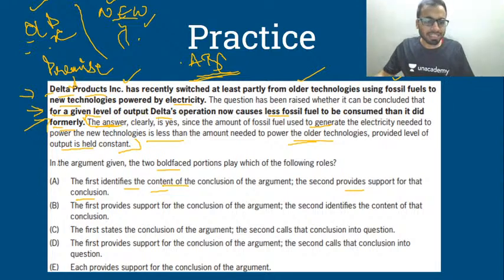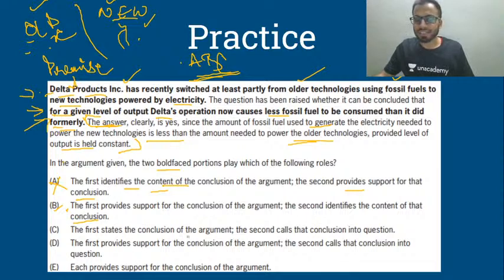All right, that is why not A but rather B looks to be the correct answer to me, because the first provides support by building up the premise, and the second is actually the content of the conclusion. Second is what tells us what the conclusion is all about, right? In C, D, and E, let's look at C.